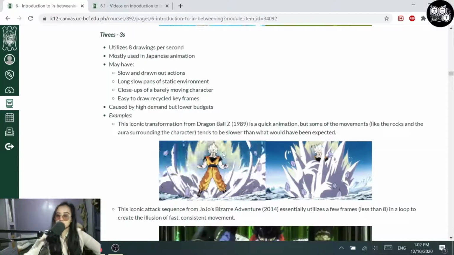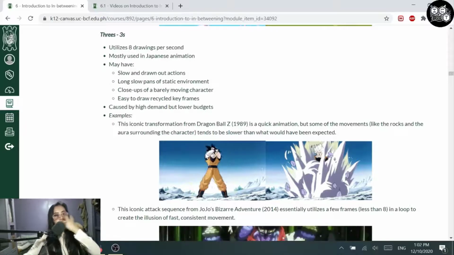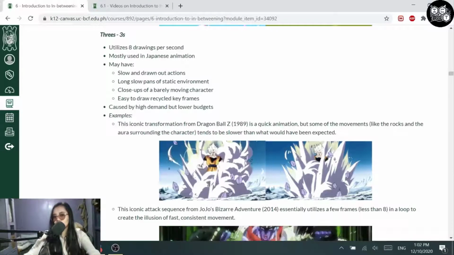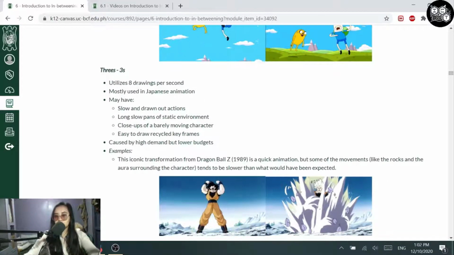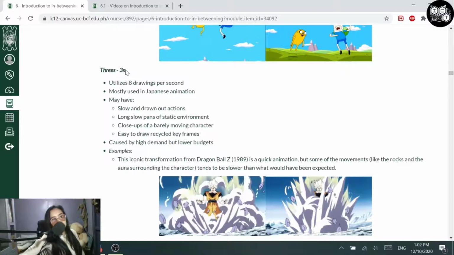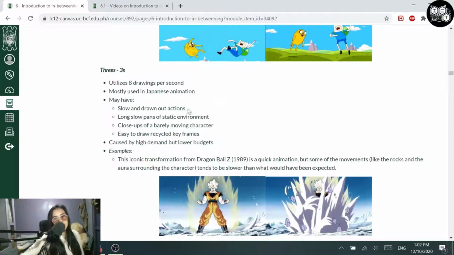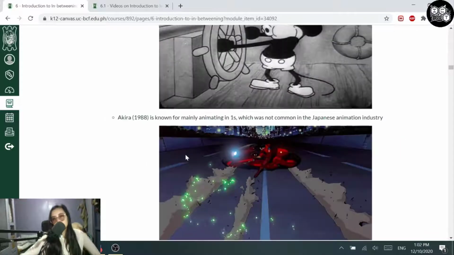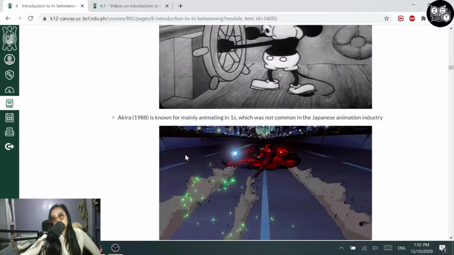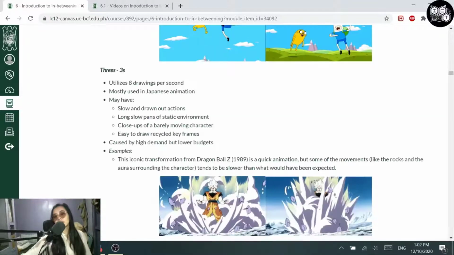And then lastly, we have the threes. Threes is 8 drawings per second. The clue here is that to attain how many drawings you need, you just have to divide the frame rate by the numbering right here. So for example, for you to know how many drawings you'll need for ones animation, you just need to divide 24 by 1. If you want to use twos animation, just divide 24 by 2, which is 12 drawings. And then for threes animation, divide 24 by 3, and then you have 8 drawings per second.